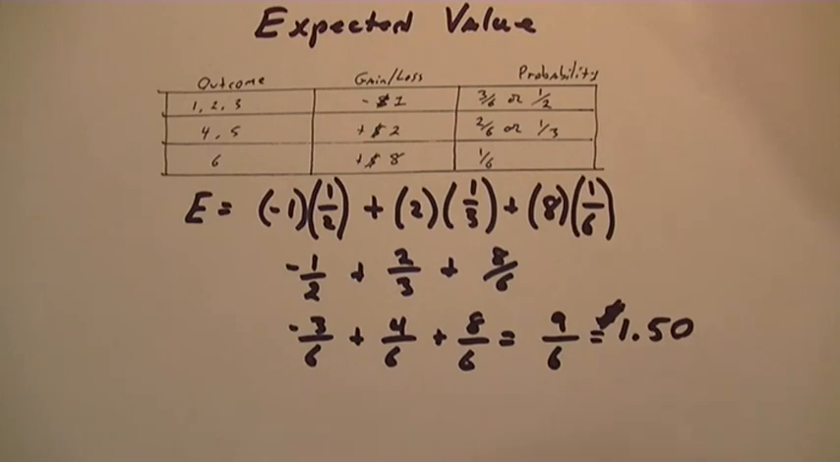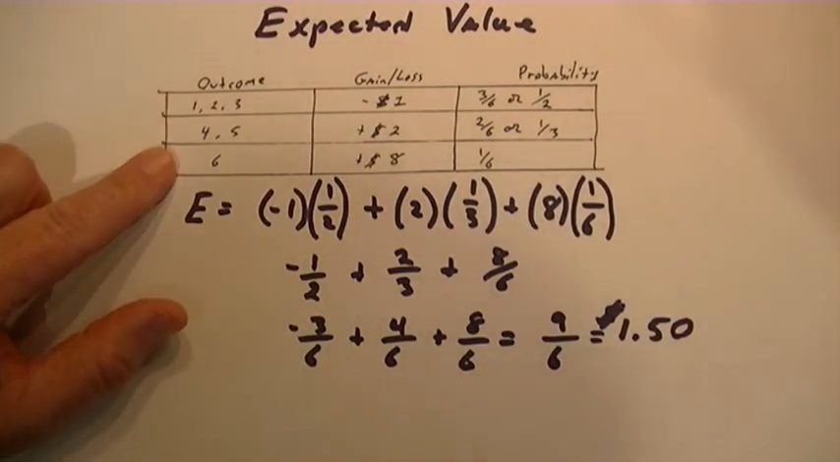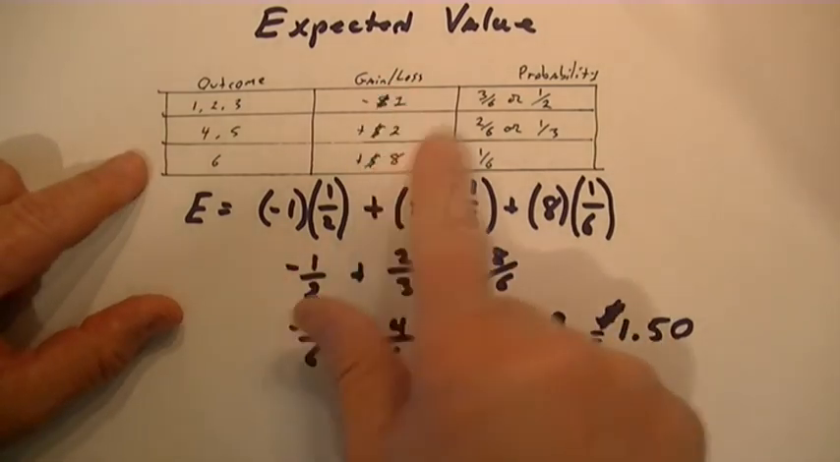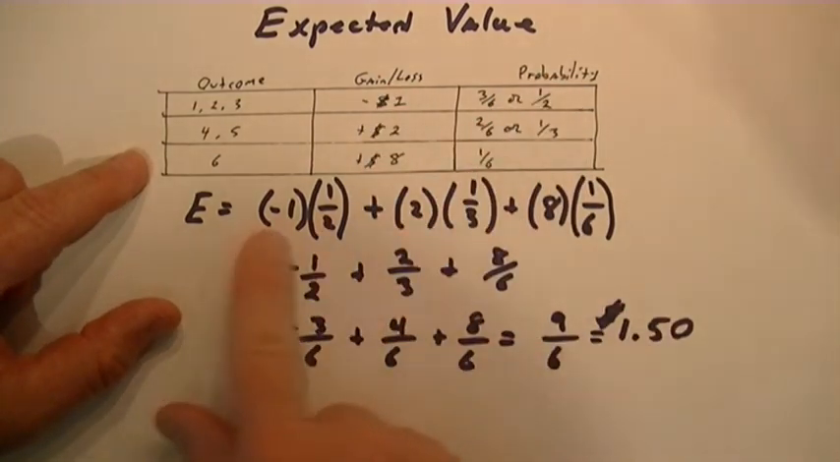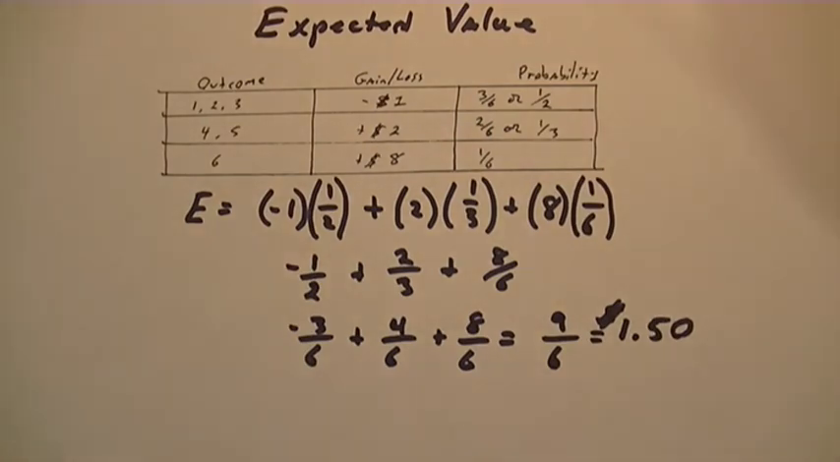So to calculate an expected value in general, look at each outcome, multiply the gain or loss times the probability of that outcome, add them together, and you've got your expected value.